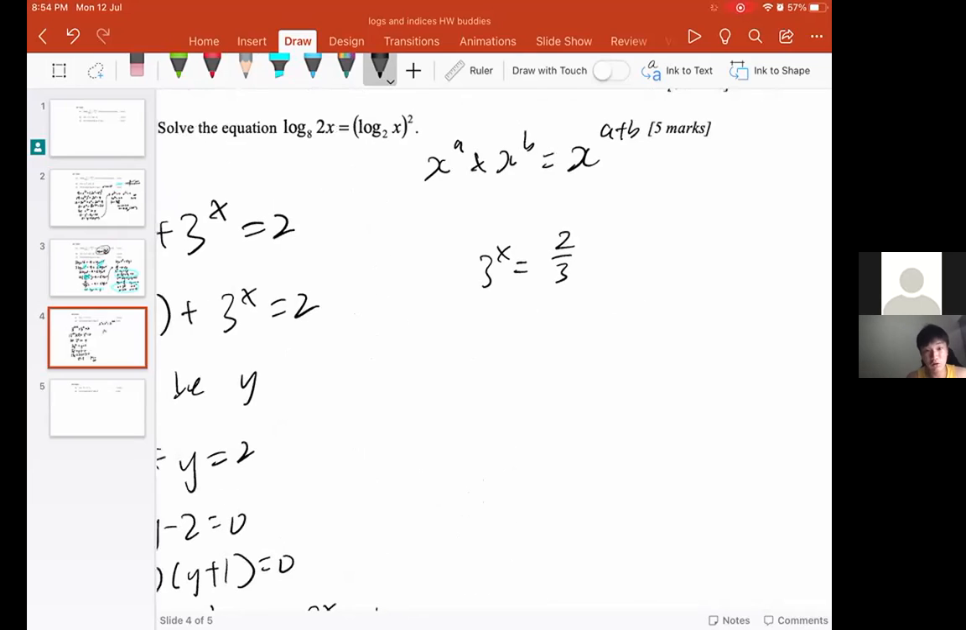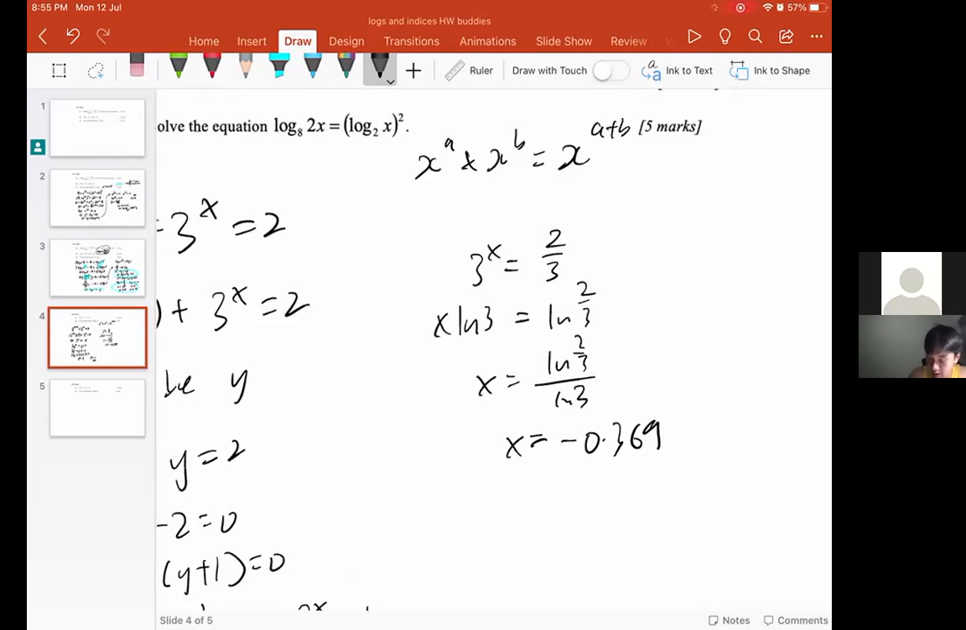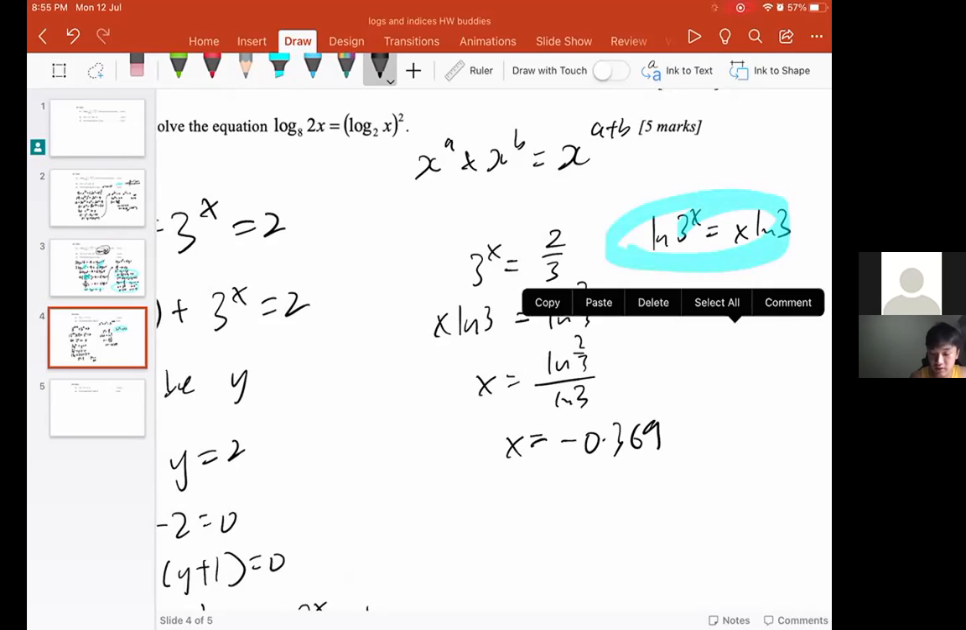We must take the natural ln of both sides. So we get ln 3 to the power of x, and we bring that power down like this, equals to ln 2/3. So x equals to ln 2/3 over ln 3, which gives us about minus 0.369. So if we think about it like that, in case you didn't see it, it's ln 3 to the power of x equals to x ln 3. This once again is testing the power rule for your logarithm. So indeed, you frequently see these rules of indices and logarithms being applied to these kind of questions.